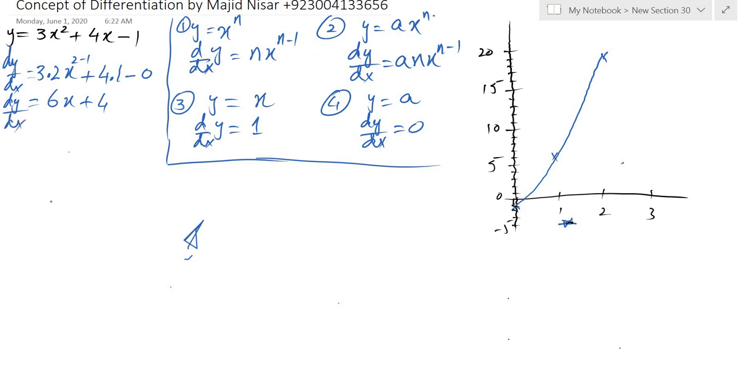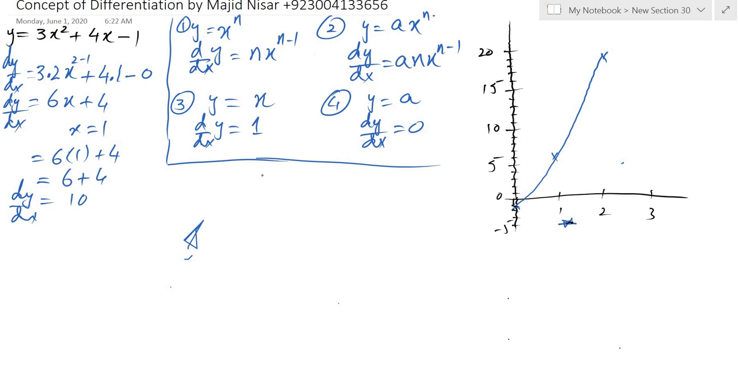Now let us say we have to find its gradient when x is equal to 1. So we have to substitute x equals 1 here, we have to replace x by 1. So it will give us 6 times 1 plus 4, 6 plus 4, so this is 10. Now we may say that this is the gradient of this curve, and I have already drawn this curve here, a rough sketch. Now we will see that when x is 1, the gradient is 10.